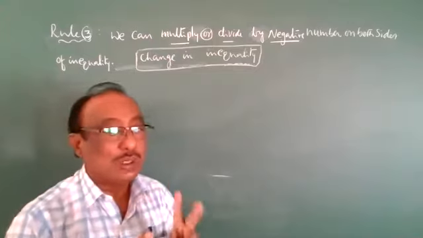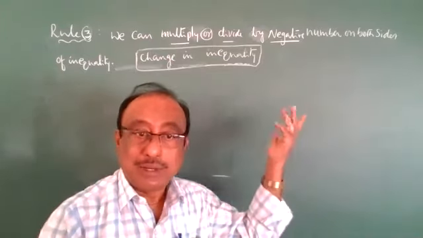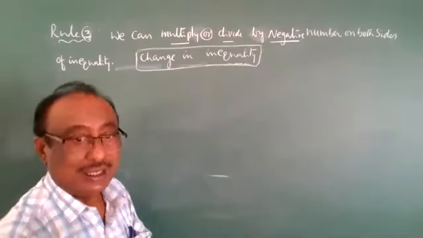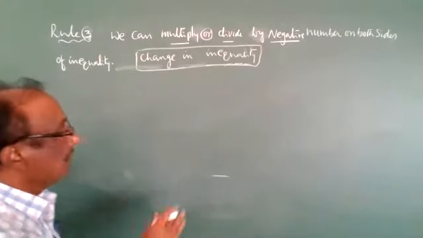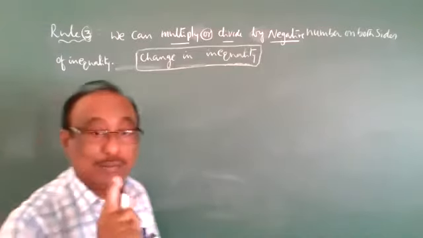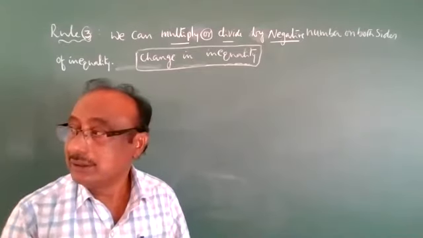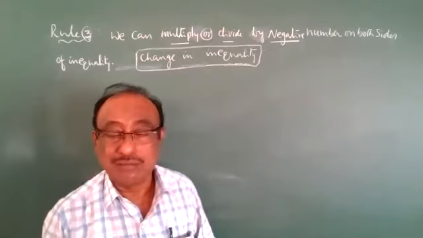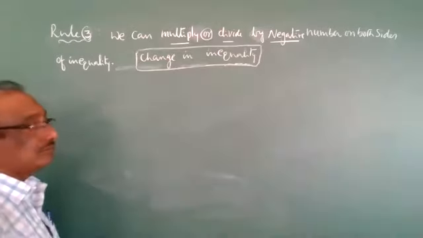Slack inequality means two conditions, any one is applicable. Less than is applicable, greater than is applicable. Any one, not both. Everyone, the inequality changes by the multiplication of a negative number on both sides.